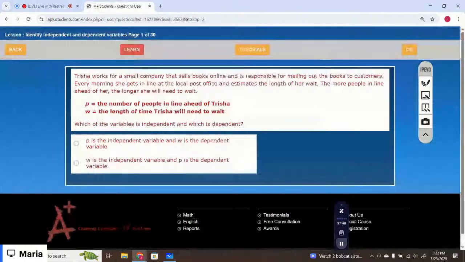Tisha works for a small company that sells books online and is responsible for mailing out the books to customers. Every morning she gets in line at the local post office and estimates the length of her wait. The more people in the line ahead of her, the longer she will have to wait. So that means her wait is dependent on the number of people in the line, right? So P is the independent variable and W is the dependent variable. Option number one is correct.